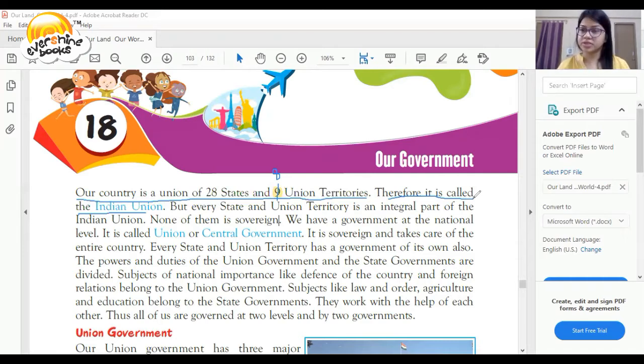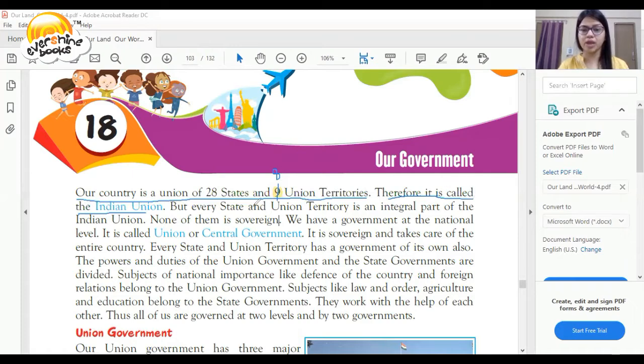This is again a very important question. How many states are in our country? The answer is, in our country there are 28 states. The second important question is, how many union territories are in our country? The answer is, there are 8 union territories in our country.